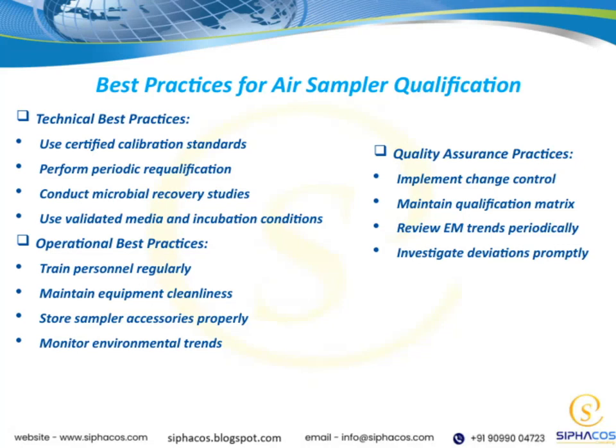Now, let's talk about some essential quality assurance practices to keep our air sampling processes reliable and compliant. First, implementing change control is crucial. Whenever we make any adjustments, we need to document and review them carefully to ensure they don't negatively impact our results. Maintaining a qualification matrix helps us keep track of all equipment and personnel qualifications, making sure everything stays up to date.